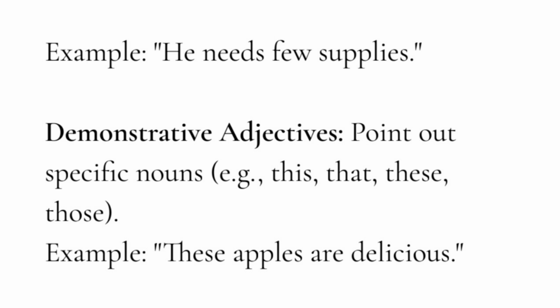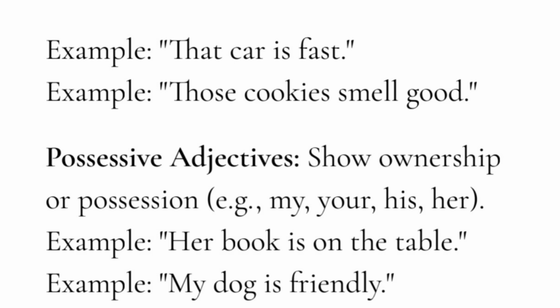Demonstrative adjectives point out specific nouns, e.g., this, that, these, those. Example: these apples are delicious. Example: that car is fast. Example: those cookies smell good.